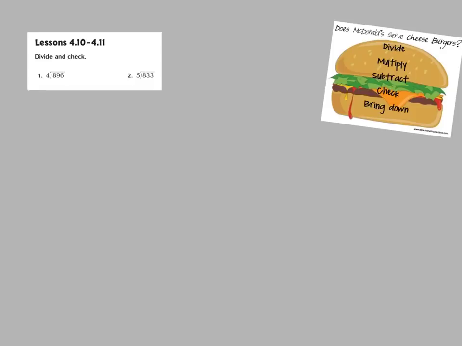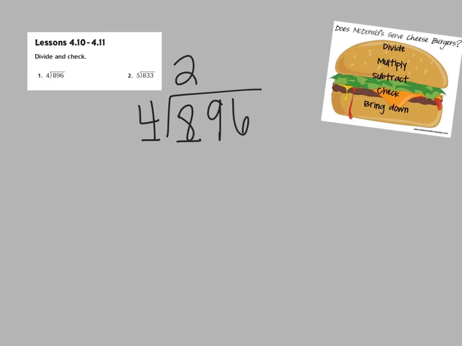Go ahead. All right, boys and girls, we're going to do lesson 4.10 and 4.11. This was our long division method. Does McDonald's serve cheeseburgers? And that stands for divide, multiply, subtract, check, bring down. Let's look at number 1, 896 divided by 4. Our first thing that we need to do is divide. Does 4 go into 8? Yes, it does. 2 times.